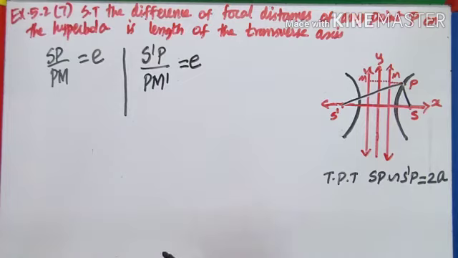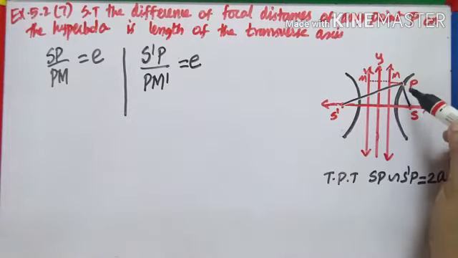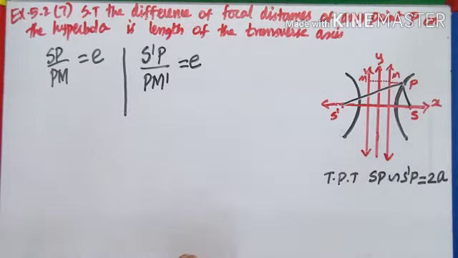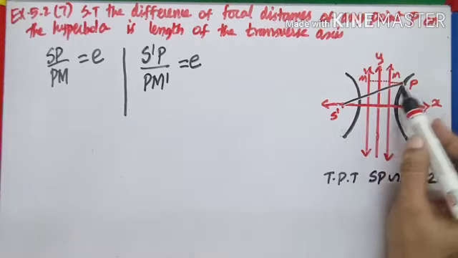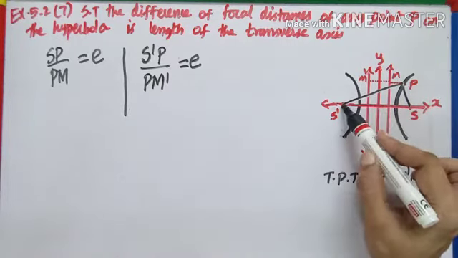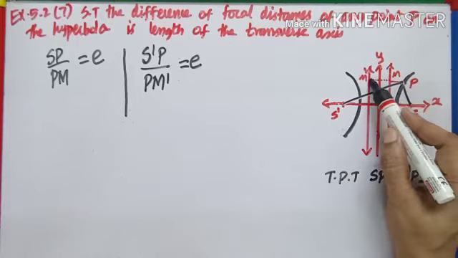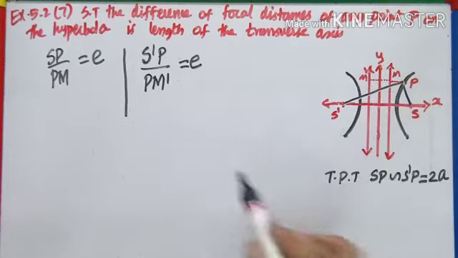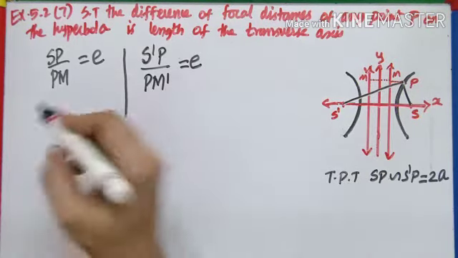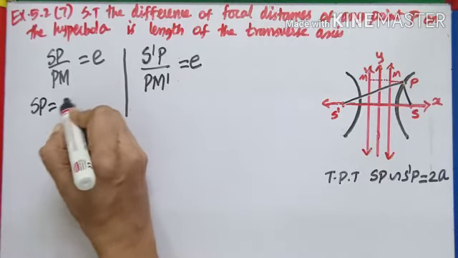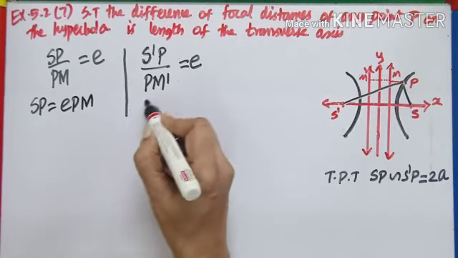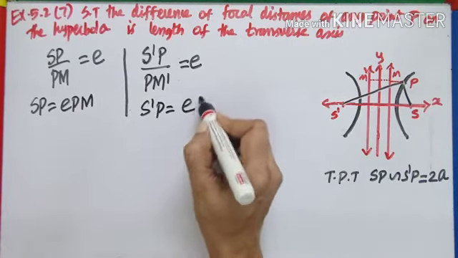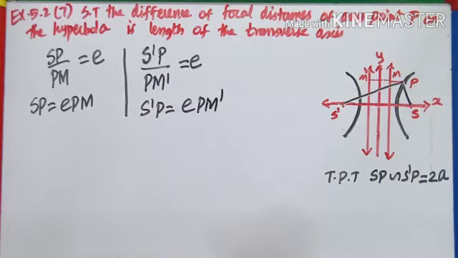So we have two things. One is SP by PM is E. Another one, S dash P by PM dash, the other directrix, that is also E. Cross multiplying, SP equals E times PM. S dash P equals E times PM dash.